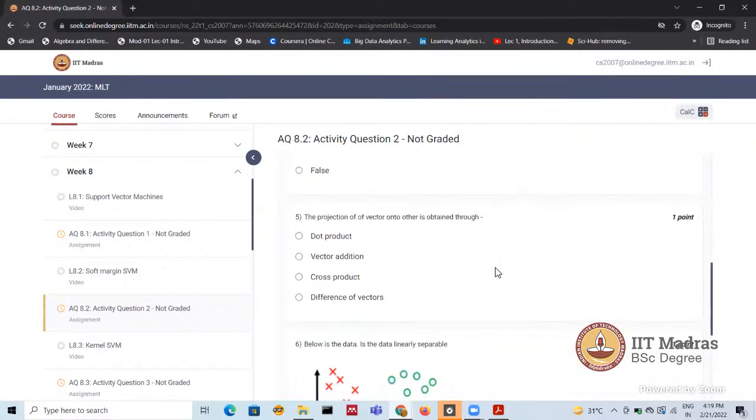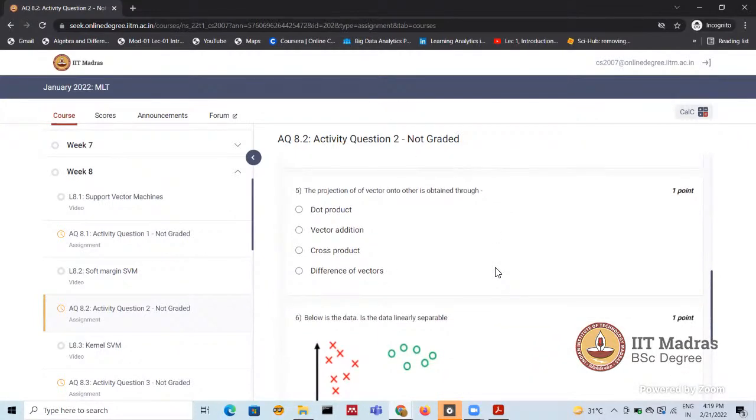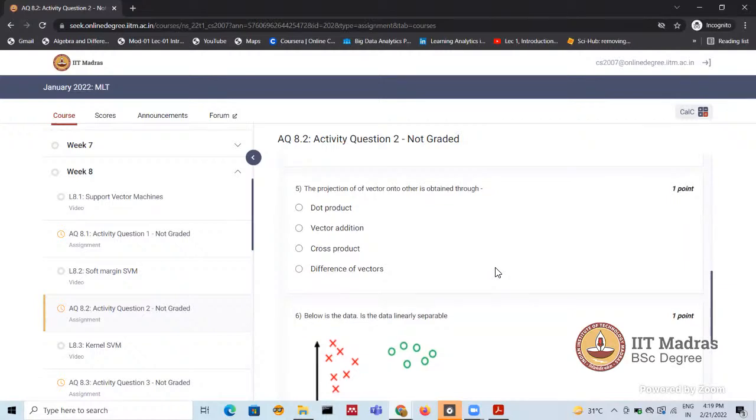This is again a very basic mathematical question. The projection of a vector onto another is obtained through which of the following operations? Dot product, vector addition, cross product, or difference of vectors? Dot product. So this is the basic of the kernel, right?